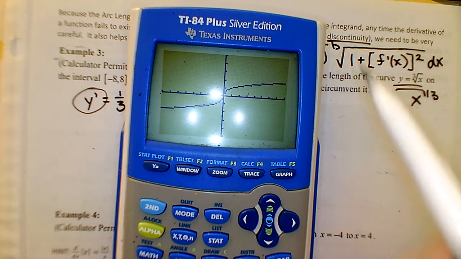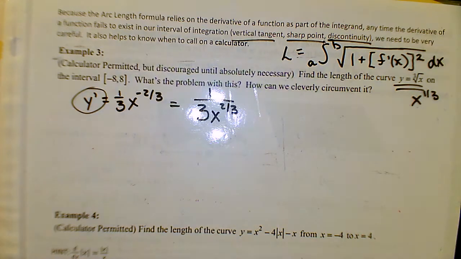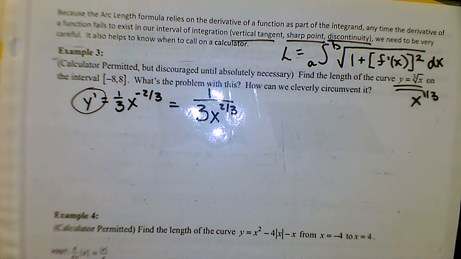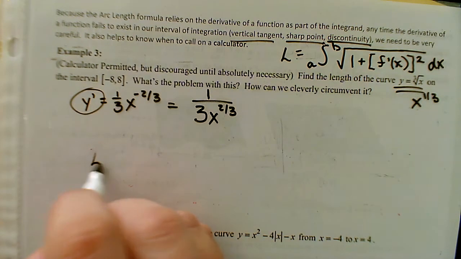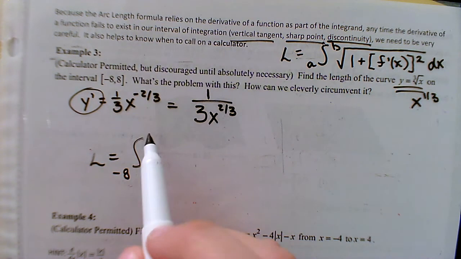Because if you take the integral of something where the derivative doesn't exist, your calculator is going to pop up like an error message. So how might you think we can still use this integral formula, but being strategic on how we evaluate it at 0? Yeah. Great idea. Okay, so we're going to break up the integral.